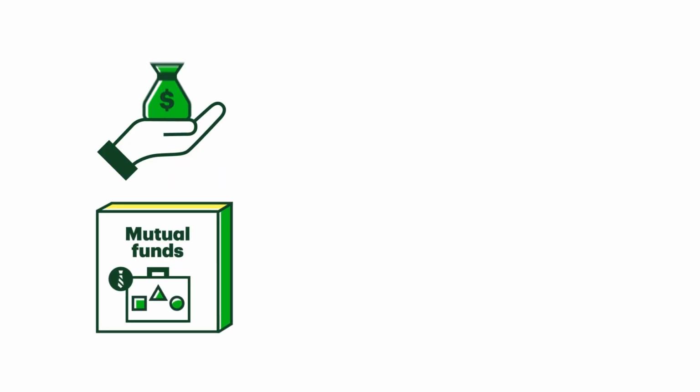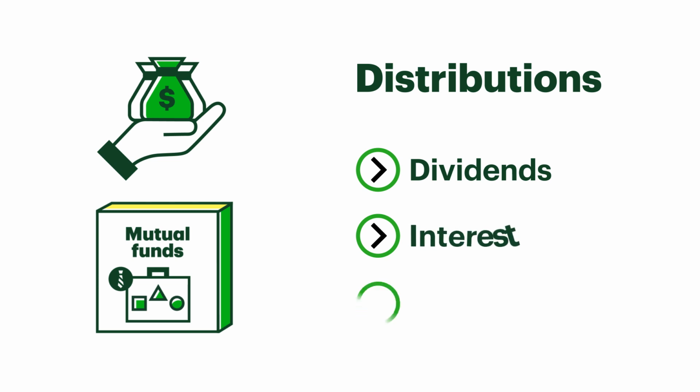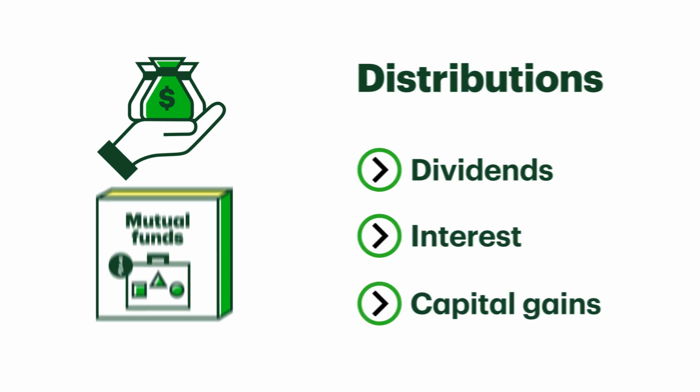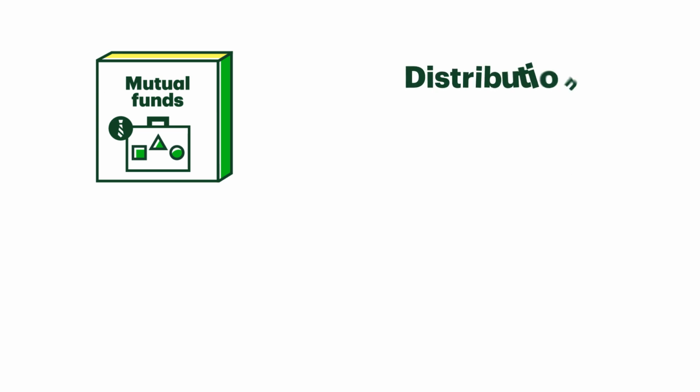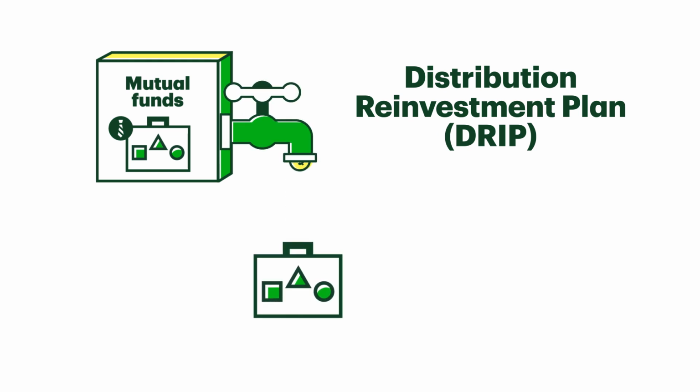A mutual fund may make periodic distributions to its shareholders. A distribution can include the dividends, interest, and capital gains the fund's investment generated for a given period. Many mutual funds offer distribution reinvestment plans, or DRIPs. By enrolling in a DRIP, you can reinvest distributions you receive back into the mutual fund at no cost. It means you can buy more units without having to pay transaction fees.